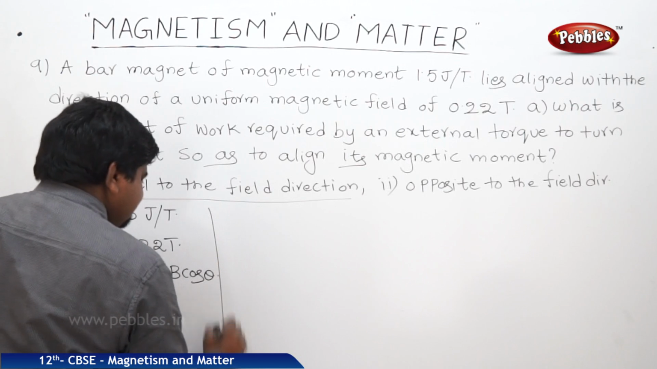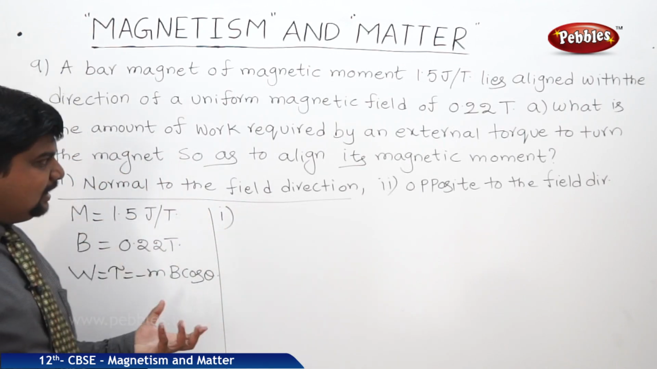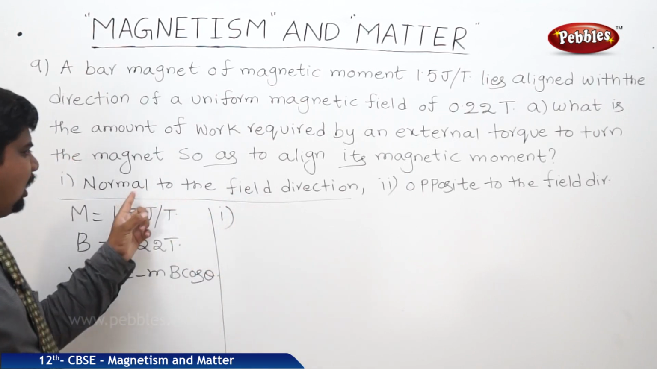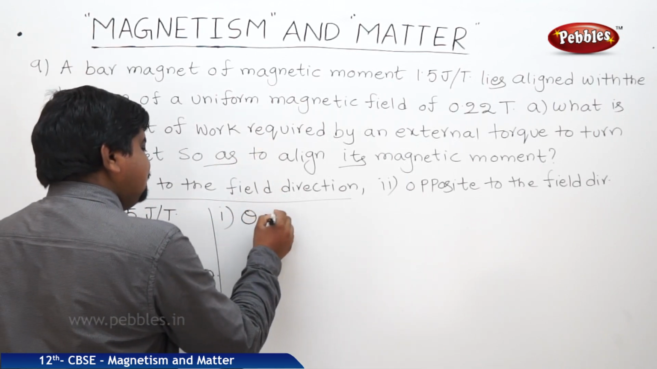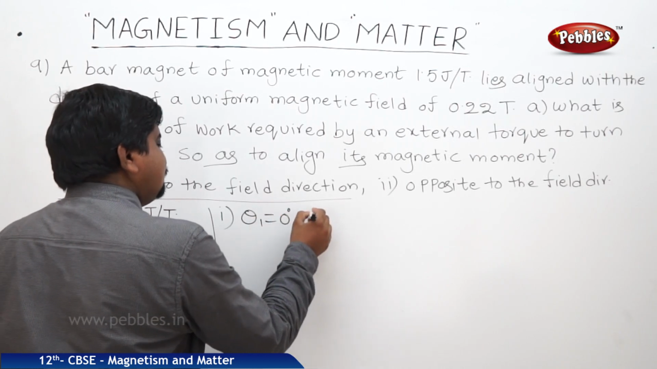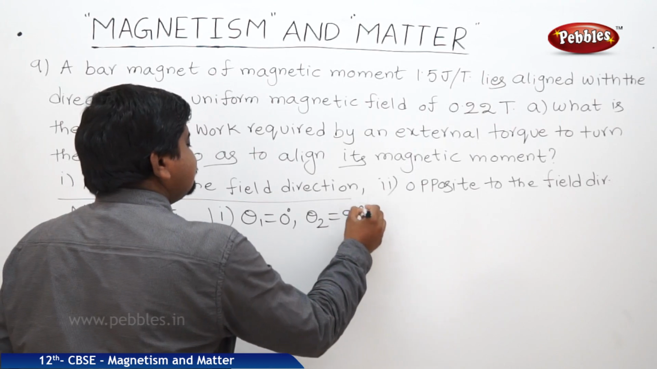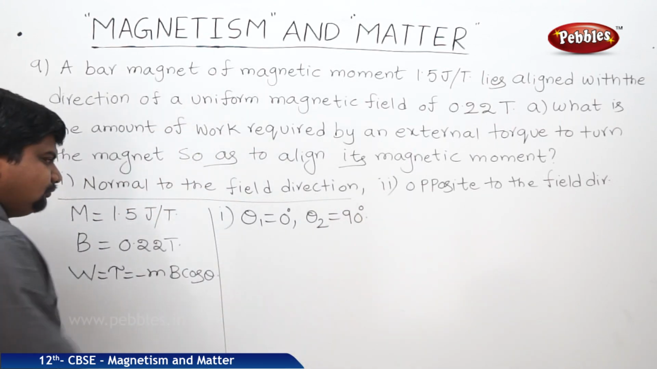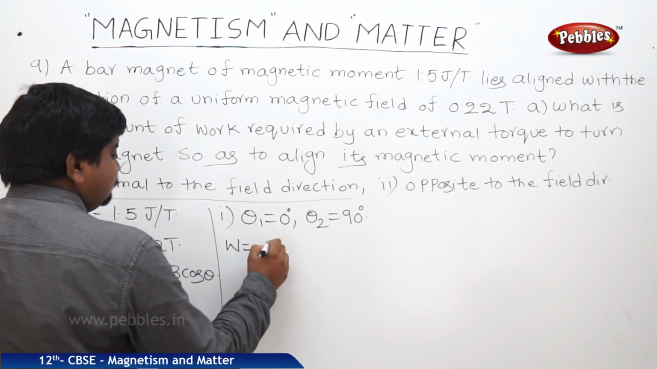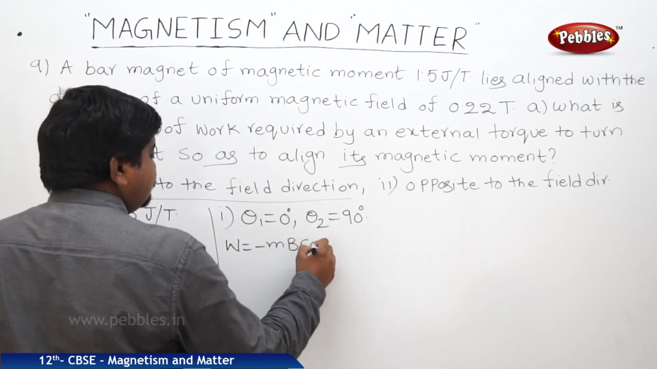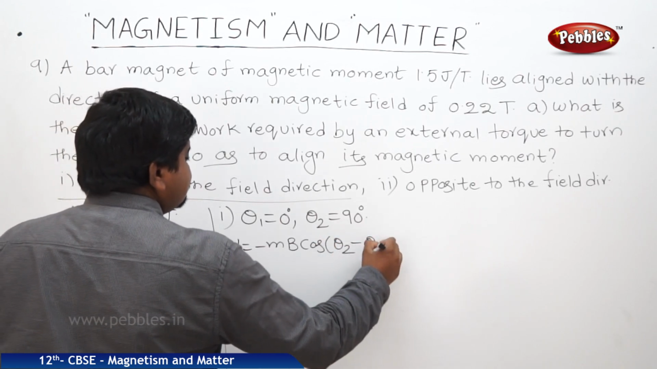In the first case, the work done to align its magnetic moment normal to the field direction: the initial angle theta 1 is 0 degrees, and normal to the field direction means theta 2 is 90 degrees. So work done is equal to minus mB times (cos theta 2 minus cos theta 1).